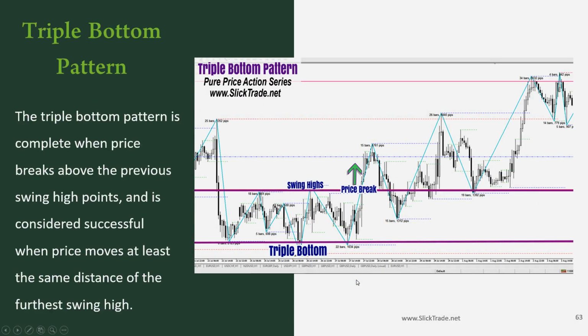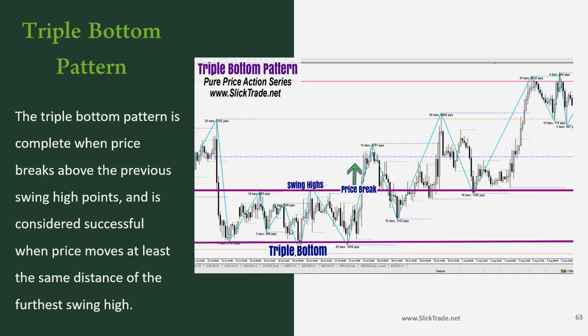Triple bottom patterns are complete when price breaks above the previous swing high points, and is considered successful when price moves at least the same distance of the furthest swing high. So we see here, point 1, swing high, point 2, swing high, point 3, boom, price break. Okay? This one is a little bit more difficult to see because we have a little bit of movement in here. Okay?